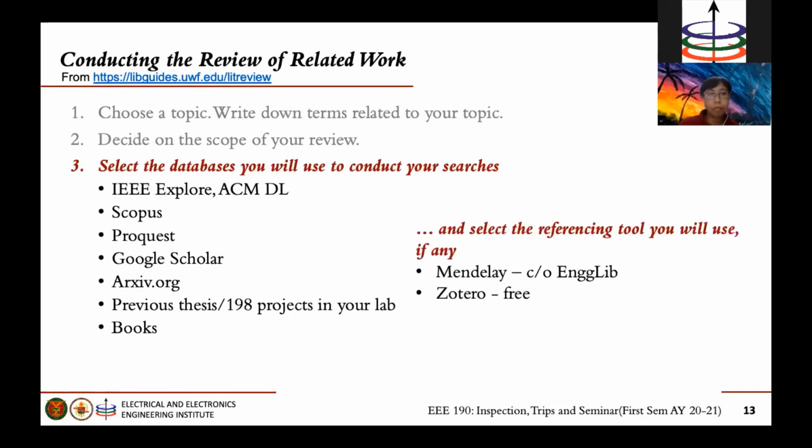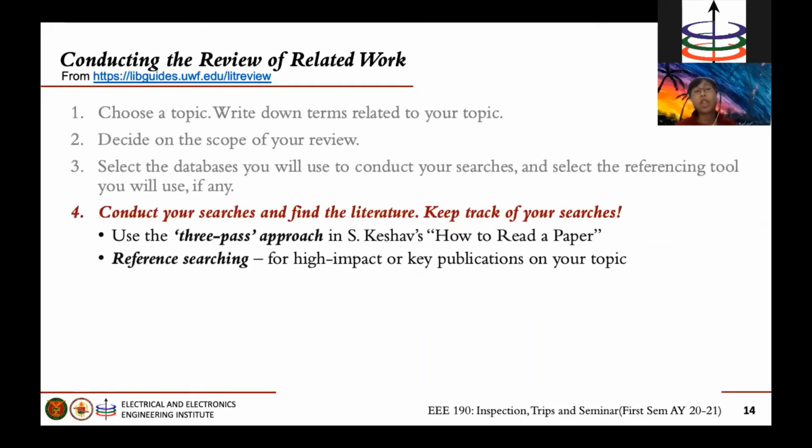Okay. And as mentioned by Sir Franz, you may need to select the referencing tool as well. Try to be as systematic as possible. This is not required, but I would say it may be good for you to think about it first. The free one is Zotero. We have the licensed one through the NLIBE, Mendeley. Okay, the reference manager will help you keep track of your references and help you a lot when you write your RRW later on. Next is you finally conduct your search.